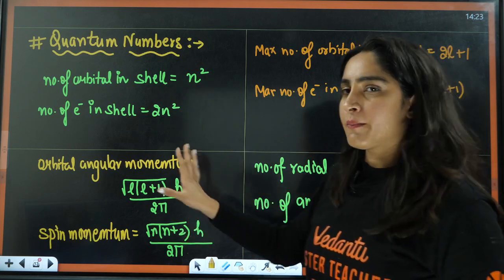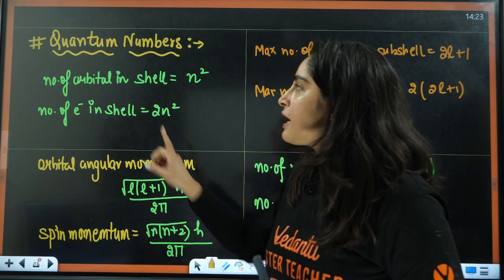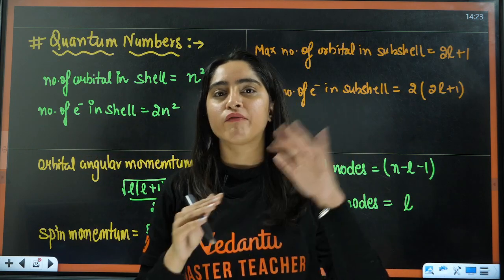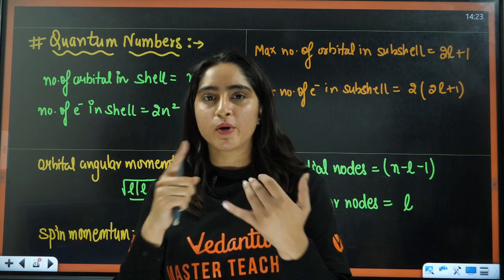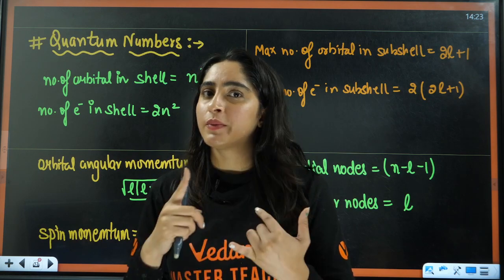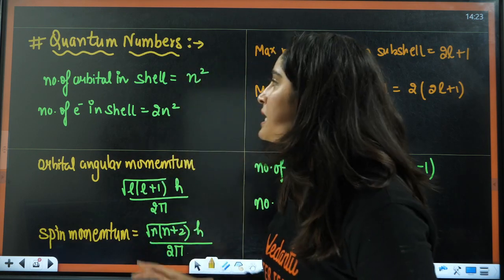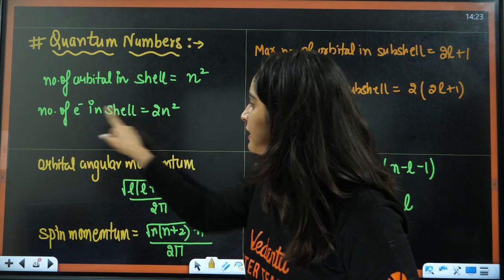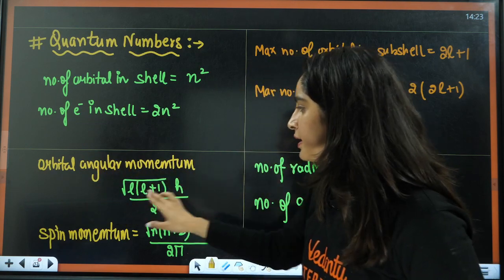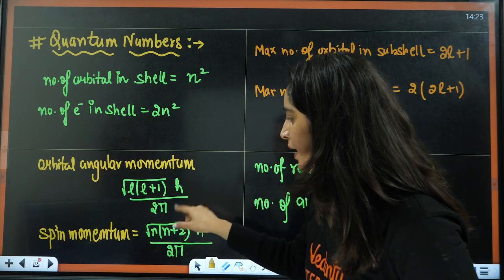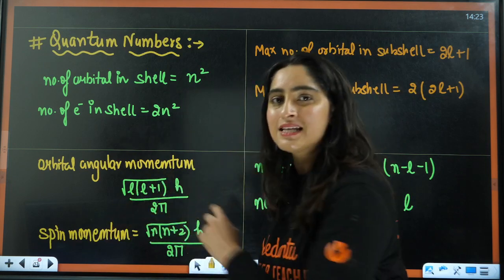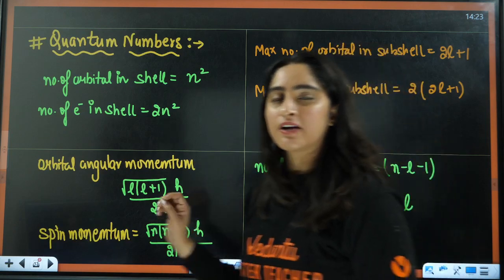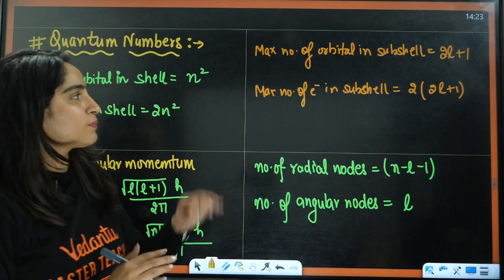Next we have quantum numbers. There are a few formulas. The number of orbitals in a shell is n square. This n, l, m, s symbolize the principal quantum number, azimuthal quantum number, magnetic quantum number, and spin quantum number, right? So this is n square, that means principal quantum number squared. The number of electrons in a shell is 2n square. Orbital angular momentum is equal to the square root of l(l plus 1) times h by 2 pi. That is azimuthal, l is the azimuthal quantum number. So spin momentum will be the square root of s(s plus 1) times h by 2 pi. That is according to the principal quantum number.